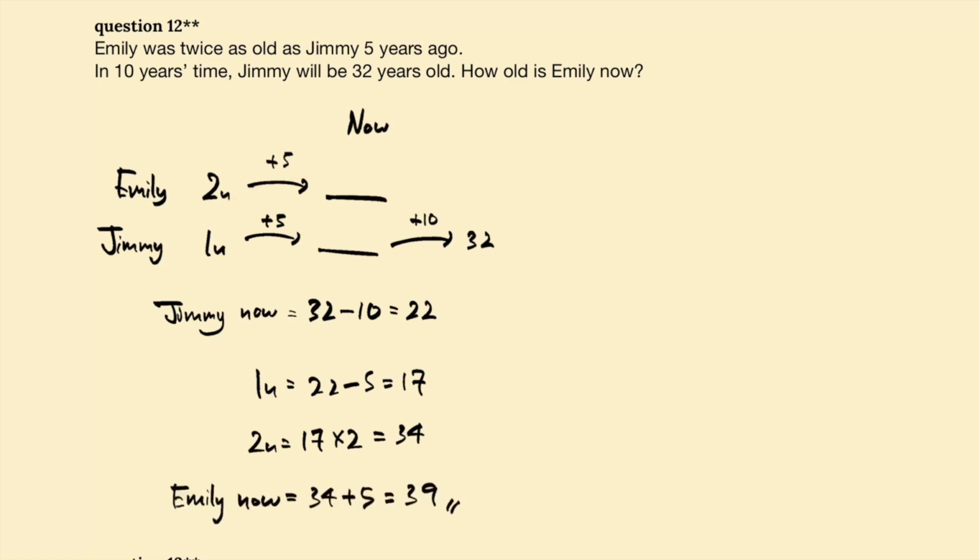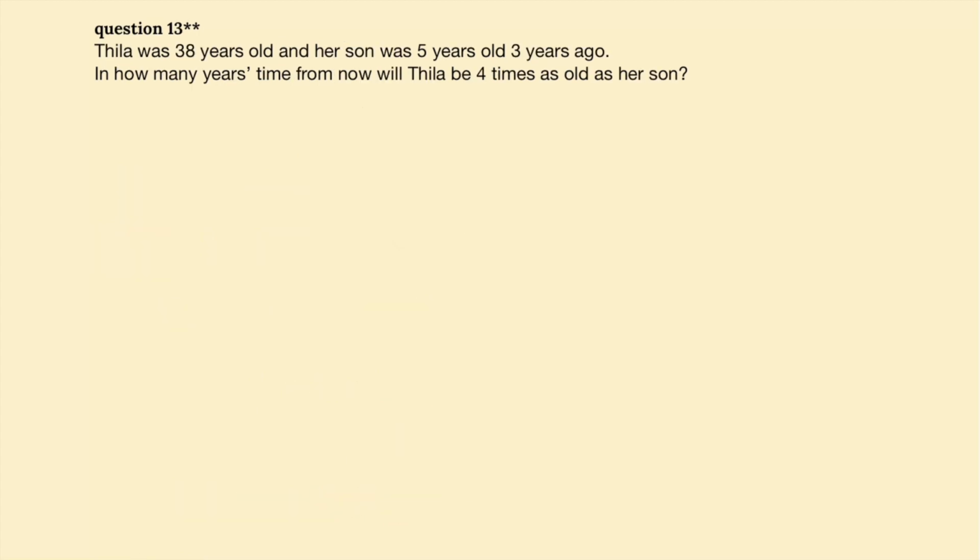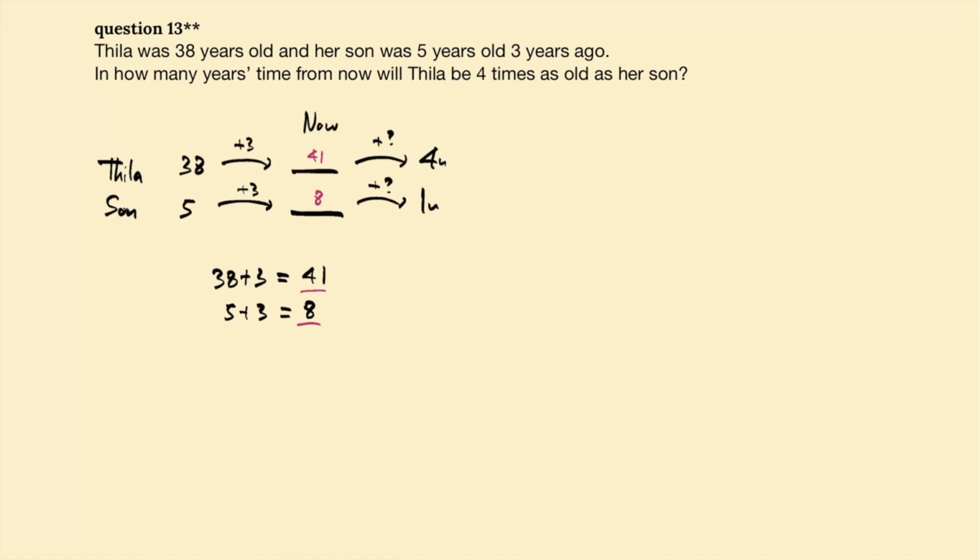Yeah. So the last step will be Emily plus 5. 34 plus 5. That's 39. Dila was 38 years old and her son was 5 years old 3 years ago. Okay, so we can draw a model here. 3 years ago, Dila was 38 and her son was 5. So the current age can be found just 38 plus 3, that's 41. It's 5 plus 3, the current age is 8.